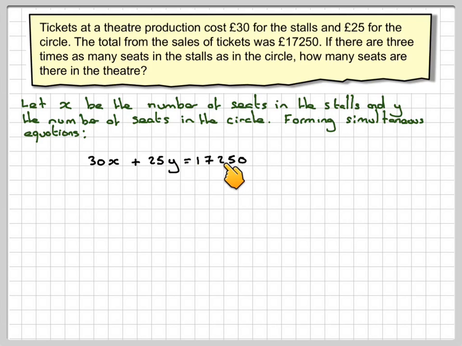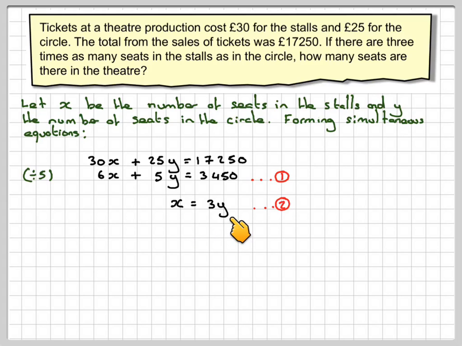Now at this stage, if we can simplify the equation, it's a good idea. We see that these are all divisible by 5, so dividing everything by 5, we're going to get 6x plus 5y, and if we divide 17,250 by 5, we're going to get 3,450. We're going to call that equation 1. Now, it says there are 3 times as many seats in the stalls as in the circle. So x, the number of seats in the stalls, must be 3 times the number of seats in the circle, y. We'll call that equation 2.